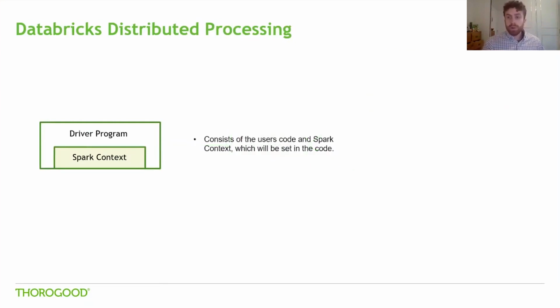So first we have this driver program. Now the driver program consists of the user's code and the Spark context which you set. Now the driver node will maintain all of the relevant information throughout the lifetime of the application. This is known as the state. And essentially the driver program will declare the operations on the data using RDD transformations. So that's resilient distributed dataset transformations and actions.